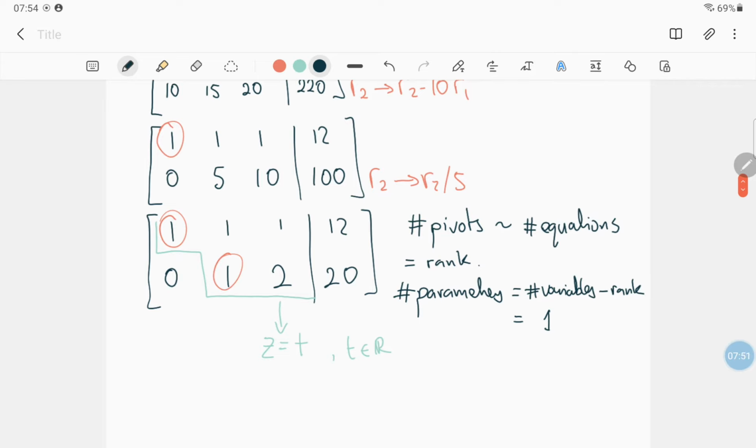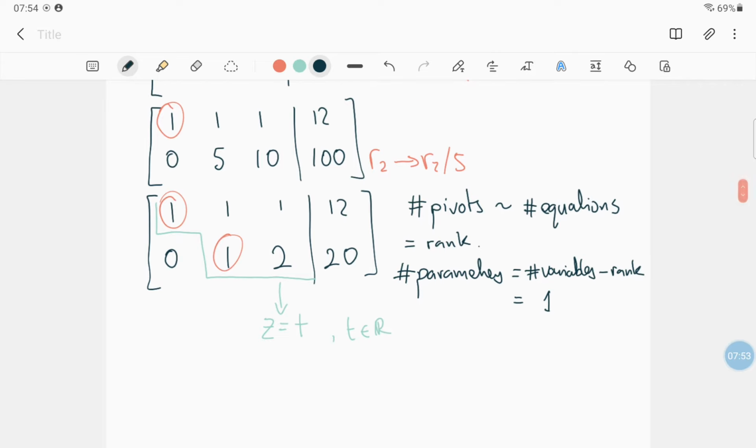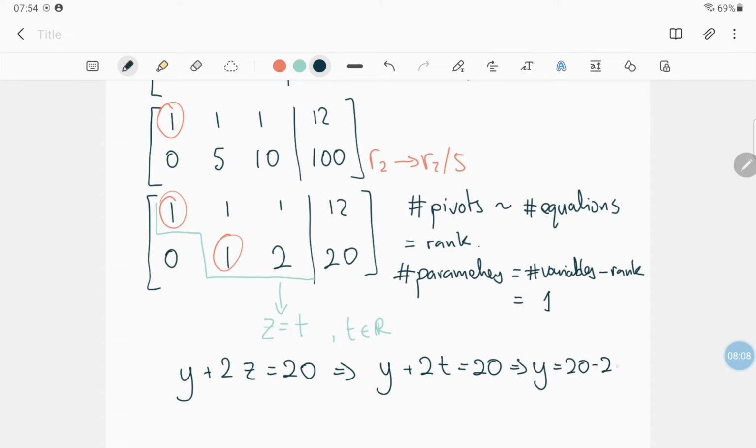And now let's find y. So the final row there reads 1y plus 2z is equal to 20. But of course z can be anything. We're calling it t. And so we get y is equal to 20 minus 2t.